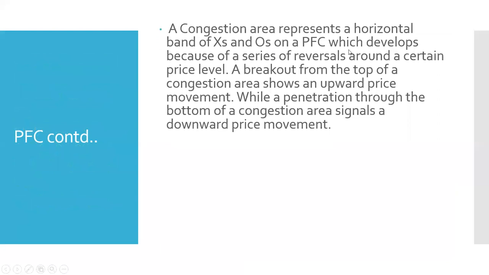The congestion area represents a horizontal band of X and O's on a PFC, which develops because of a series of reversals around a certain price level. Now, if the price breaches the top of the congestion area, then it may show a bullish trend in the market, right? But if the price penetrates through the bottom of the congestion area, it signals a bearish trend or downward price movement in the market, right? So by analyzing the congestion area, you can find buy or sell signals in the market.